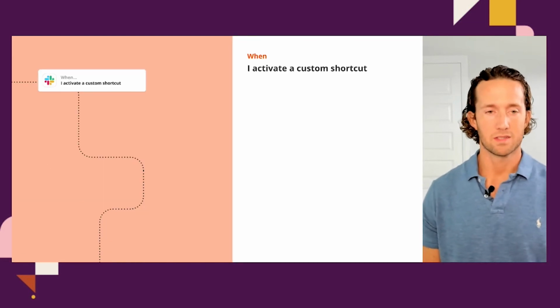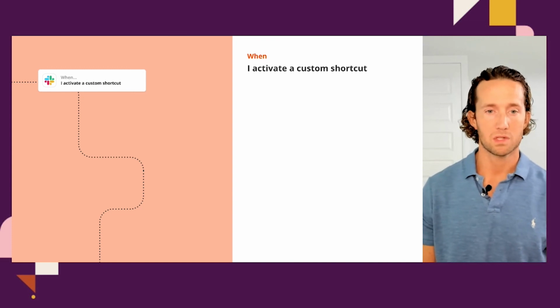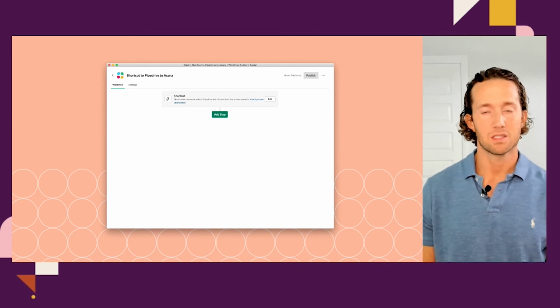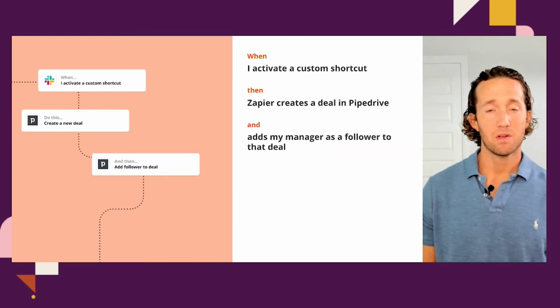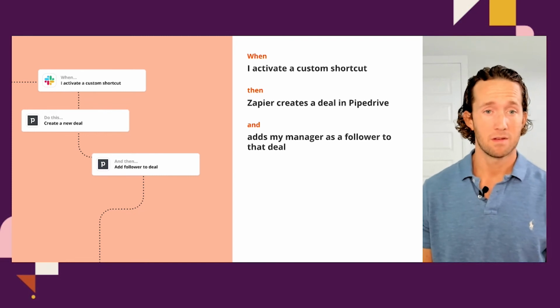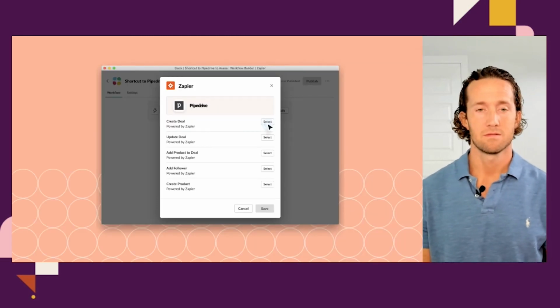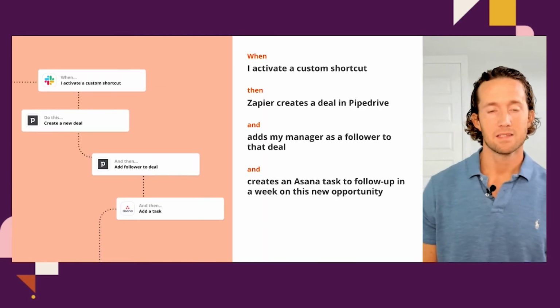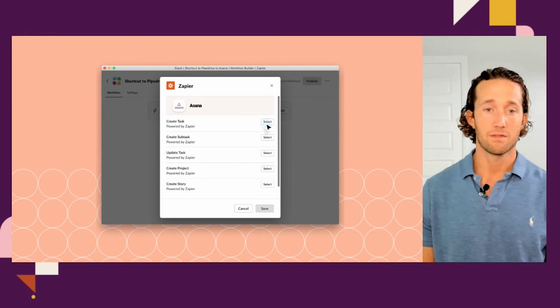Let's take a look at another example. In this one, a sales rep is made aware of a new opportunity. The workflow starts with a rep activating a custom shortcut. Zapier then creates a deal in Pipedrive and adds the manager as a follower to the deal. And lastly, Zapier creates an Asana task to remind the rep to follow up in a week on this new deal.